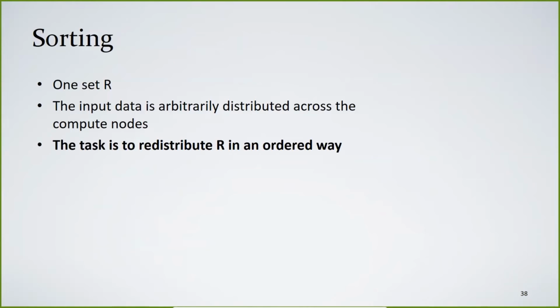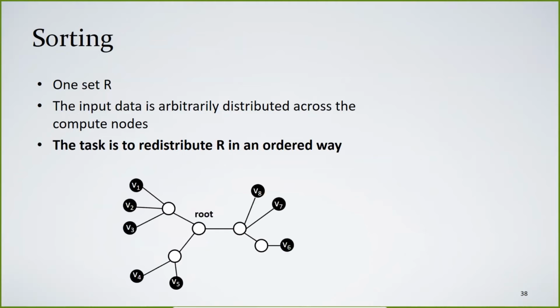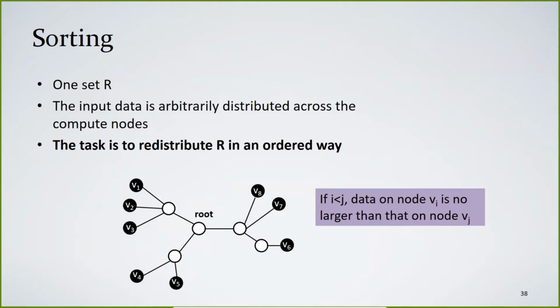We also have a result for sorting. This time we only have one set, R. We assume the input is arbitrarily distributed across the compute nodes, and we aim to distribute R in an ordered way. The main assumption here is: take any node pair i and j, all the data on the first node will be no larger than the data on node j, right? So in some sense, I can follow the network in some order and find the ordered result in the end.